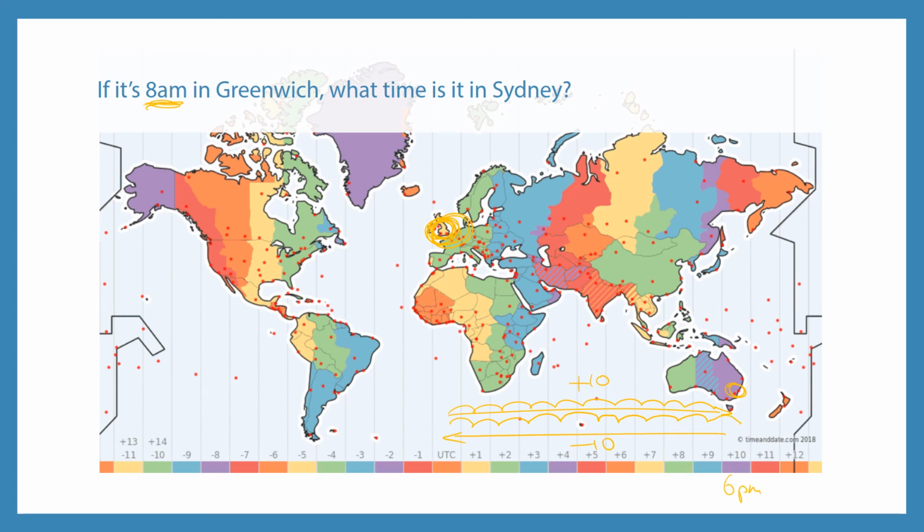in Sydney. Now, again, we could check that by going backwards. So we start at 6, 5, 4, 3, 2, 1, 12, 11, 10, 9, 8. So we've gone back to 8 a.m. So we've checked our answer. So it would be 6 p.m. in Sydney.